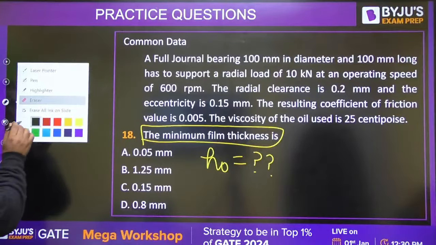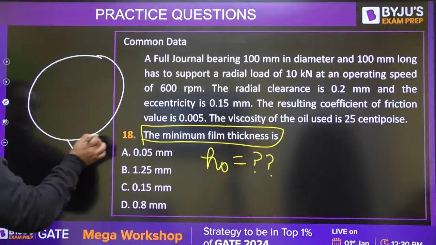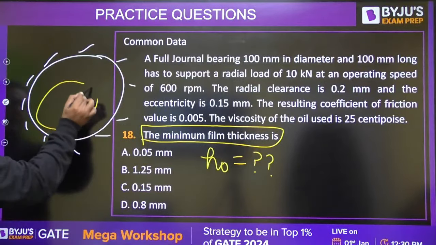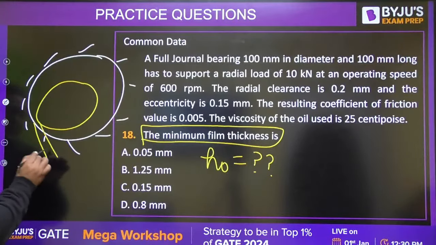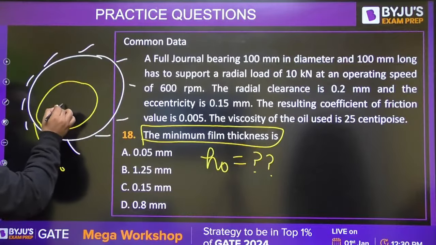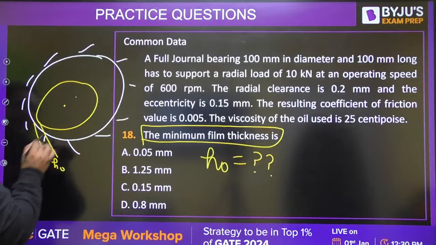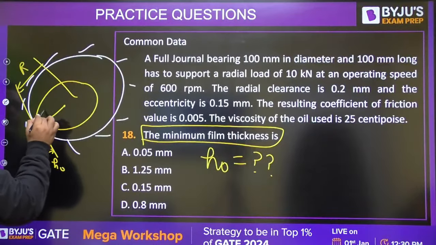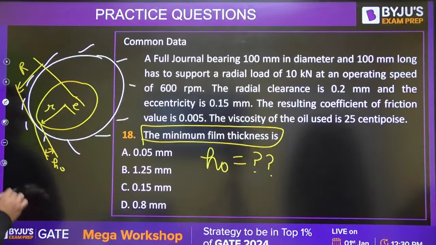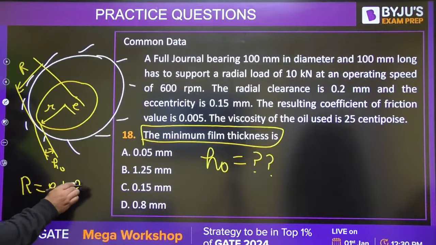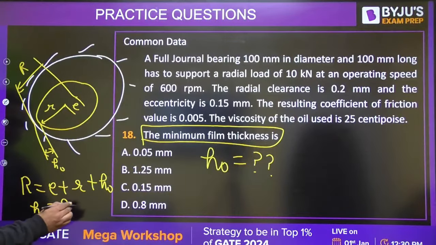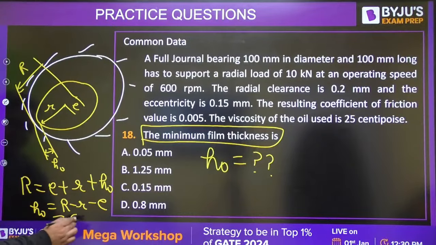I feel everybody remembers the formulas. This is the bearing. Then this is going to be the journal. And this small gap is H naught. So if you see, this is the journal center. This is the bearing center. So from this to this, this is capital R. This is small r. This is eccentricity. So capital R is e plus r plus H naught. So H naught is R minus e, that is C1 minus e. C1 is the radial clearance.